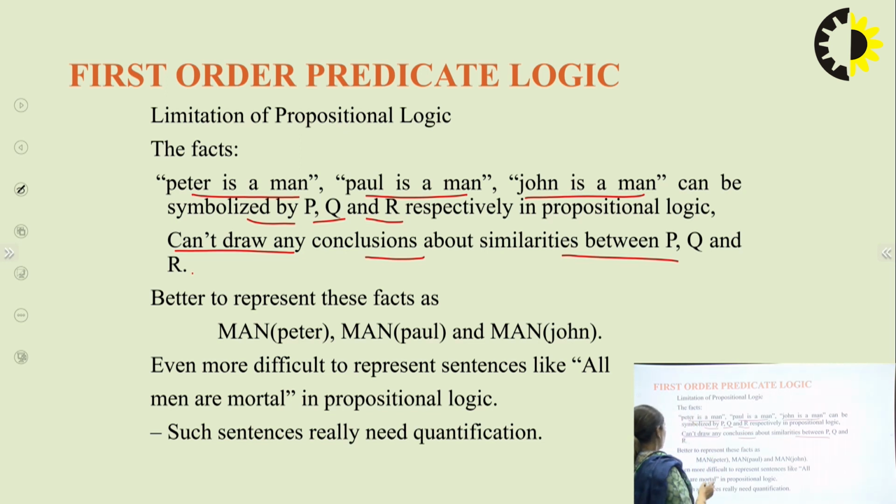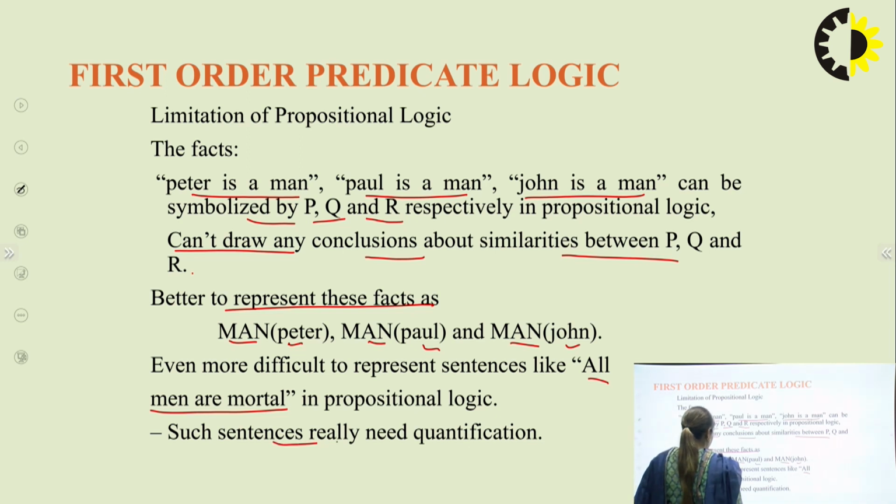So, better to represent these facts as man can be Peter, man can be Paul, man can be John, right? Even more difficult to represent sentences like all men are mortal. Now, this is the more generalized statement where the whole population is included in this proposition, right? All men are mortal, right? Now, such sentences really need quantification.